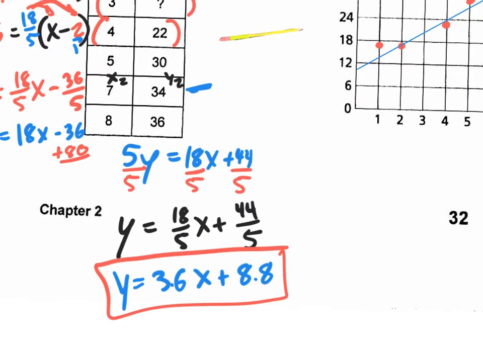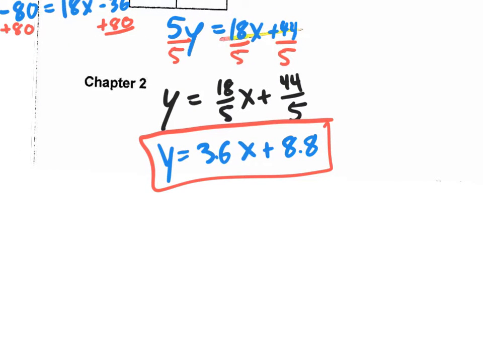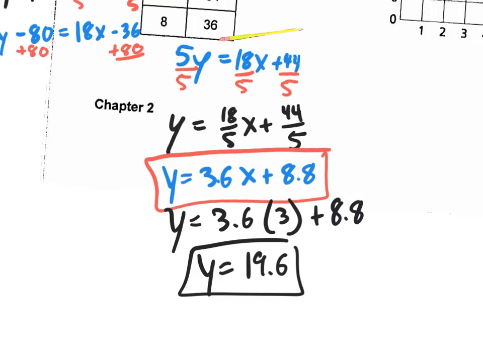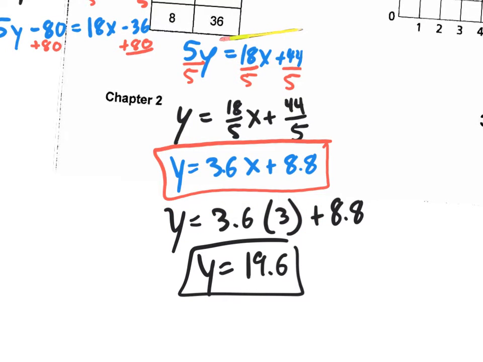But if you want an exact value according to our prediction, you just plug in the value of 3 for x. So you'd have y equals 3.6 times 3 plus 8.8. And of course, do it with the calculator. So y equals 19.6. So that missing value that we had up here, that's almost 20.